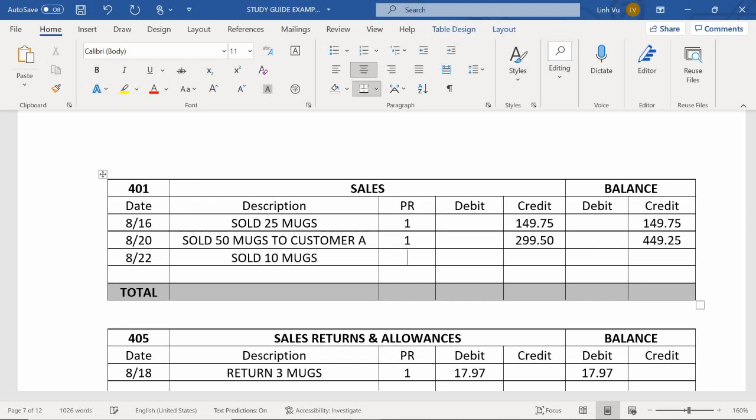So it is 59.90, and it is 449.25. 449.25 plus 59.90 is 509.15. Okay, good. All right, so we have the sales tax.